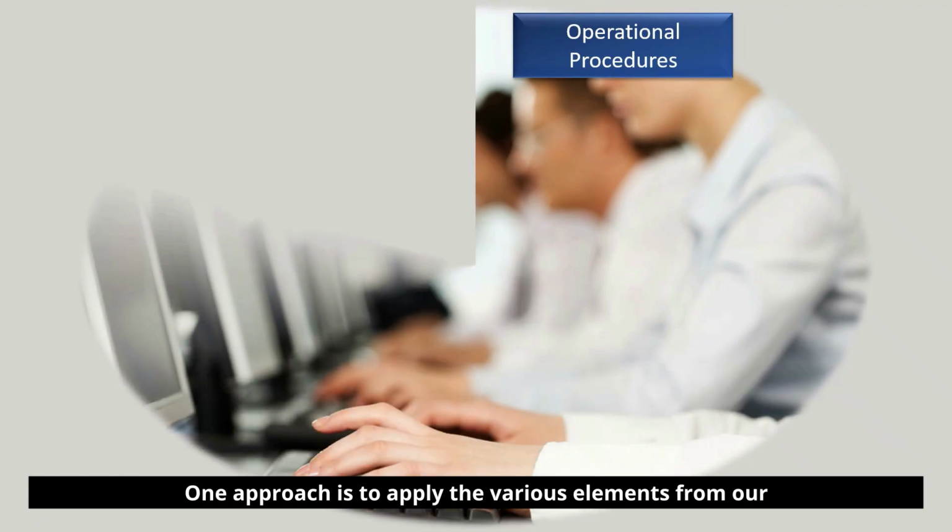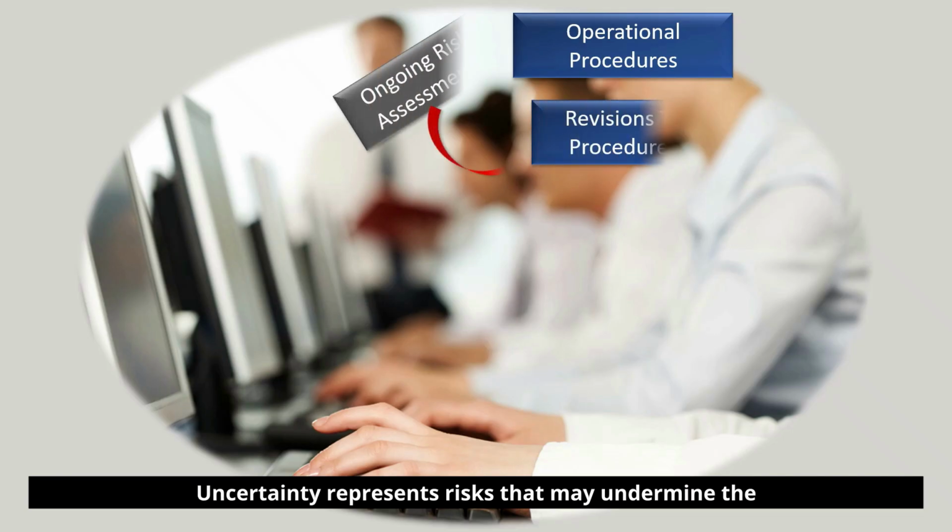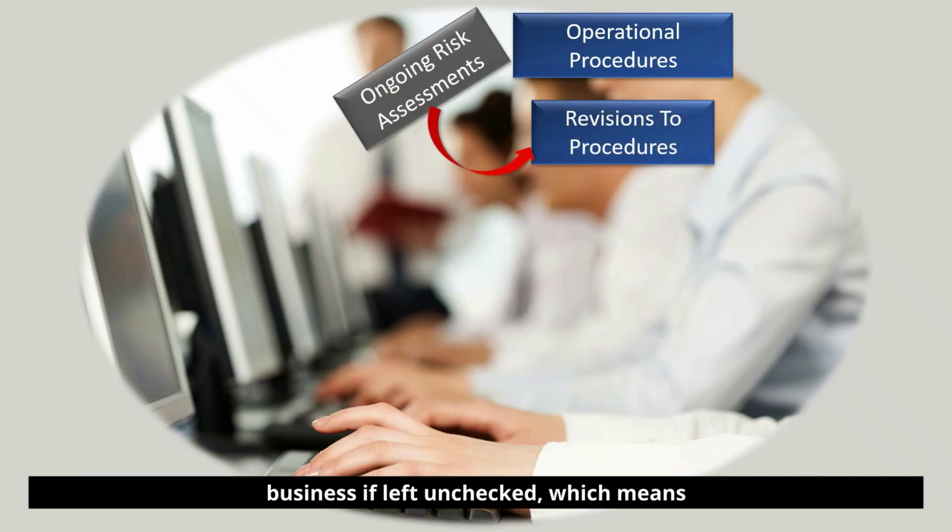One approach is to apply the various elements from our model. Where a business task or support activity cannot be left to judgment alone, then procedures should swing into action. For repetitive tasks, standard operating procedures can be used. Poor procedures may mean significant risks aren't being dealt with by an agreed approach to a basic task or routine. Uncertainty represents risks that may undermine the business if left unchecked, which means an ongoing risk assessment process should capture new and emerging risks that can't be ignored, leading to revisions of procedures. In this way, procedures are part of a dynamic process that's regularly updated.